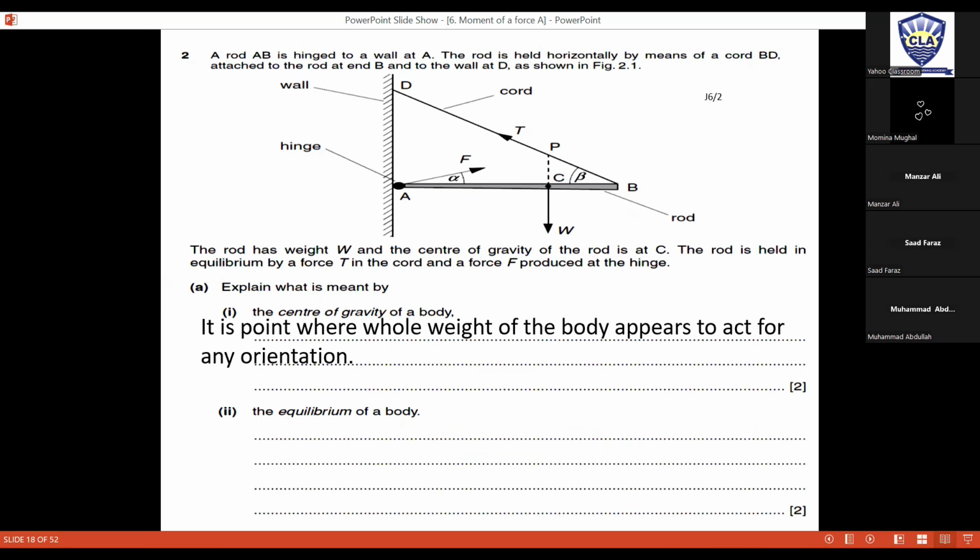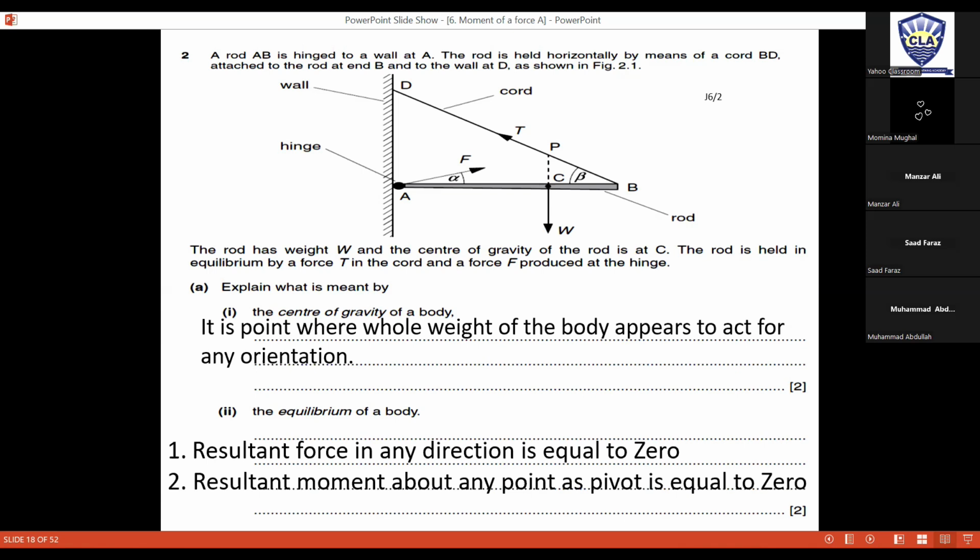Equilibrium. Condition one: resultant force in any direction should be equal to zero. Number two: resultant moment about any point as pivot is equal to zero. So both conditions should be satisfied for equilibrium of an object. Whenever they ask you what is equilibrium, you have to state these two conditions.